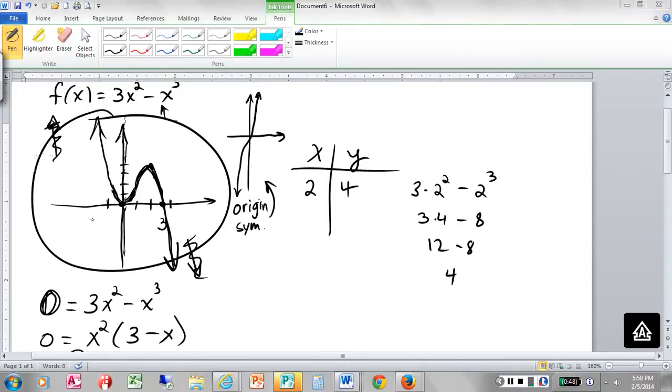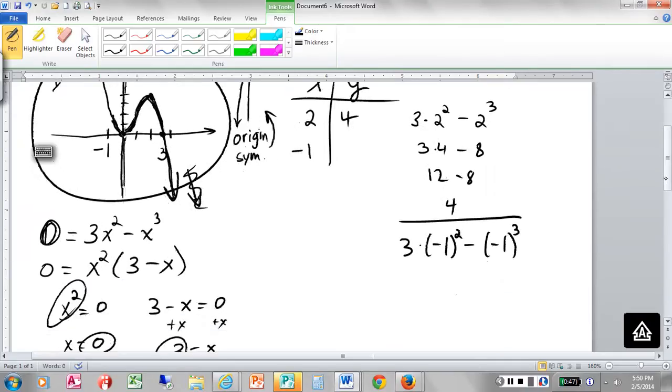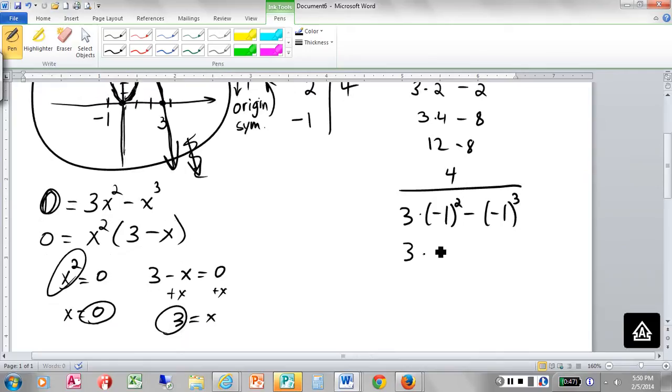So let's just plug in. Let's see what x is -1 is. So if I do x is -1, I'll have 3 times -1 squared minus -1 cubed. So that'll be 3 times +1. -1 cubed is -1, so I have minus -1. So that'll be 3. This and this make a plus. So 3 plus 1, so I have 4. That'll be 4 also. -1, 4.